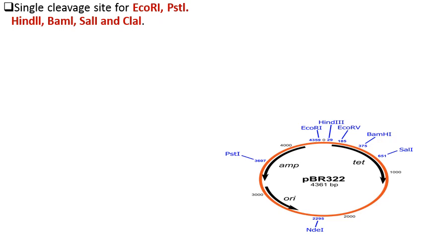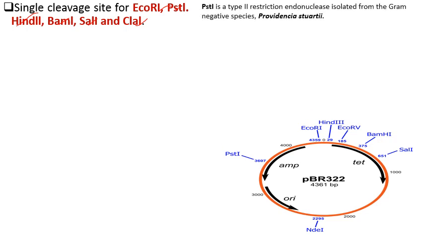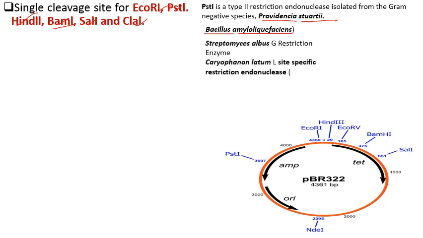Next, this vector contains restriction sites which are cleaved by specific restriction enzymes, like EcoRI, PstI, then HindIII, BamHI, SalI, and ClaI. These restriction enzymes are derived from various bacteria, like PstI which is derived from Providencia stuartii, then BamHI, derived from Bacillus amyloliquefaciens, and SalI derived from Streptomyces albus, and the last one, ClaI, derived from Caryophanon latum. So these are the bacteria from which these restriction enzymes were isolated. They cut this plasmid at a particular position.